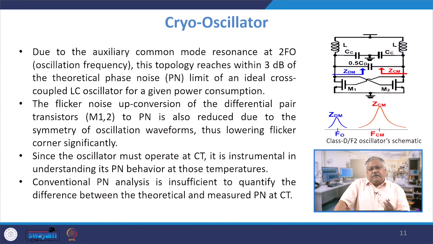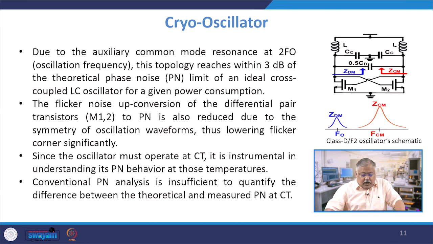Now, there are two types of resonance which will occur. One is a common mode resonance, and what happens is that this is the 3 dB phase noise limit, typically around. If you have the phase noise limit in the cross coupled LC oscillator, then it will be around the 3 dB bandwidth, which we will come to, and the 3 dB voltage difference will come into the picture.